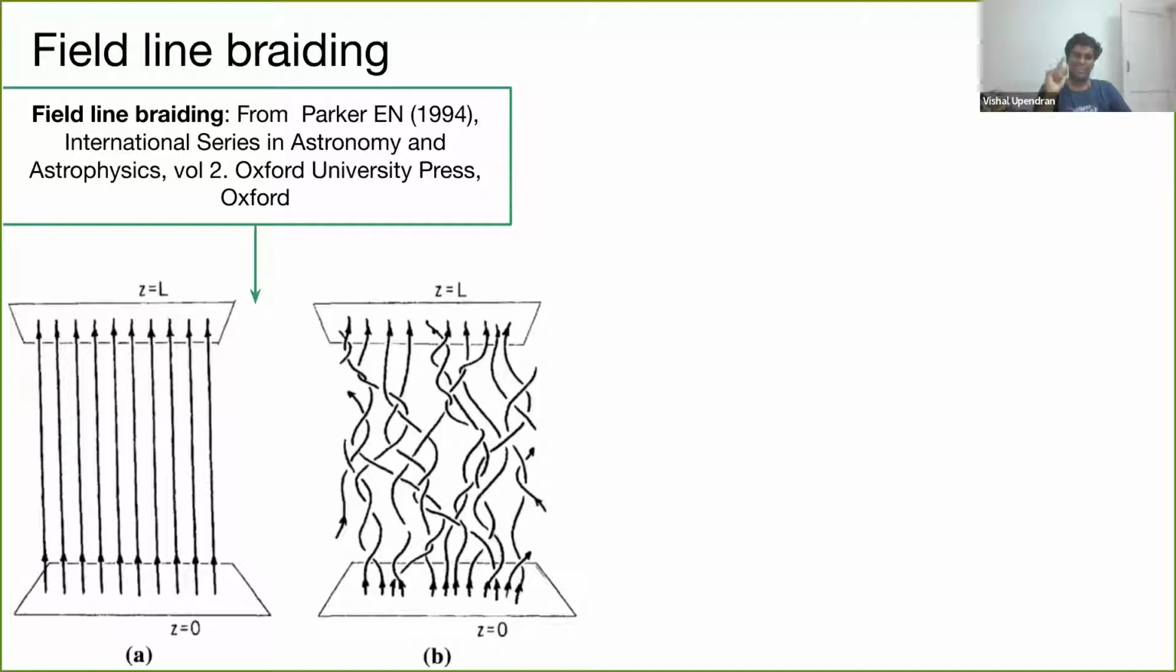And what this does is raise the temperature of the plasma there and maintain the corona at 1,000,000 Kelvin. So this was a mechanism proposed by Parker to give a viable hypothesis as to why the solar corona is hot at 1,000,000 Kelvin. And this is something we have seen through simulations too.